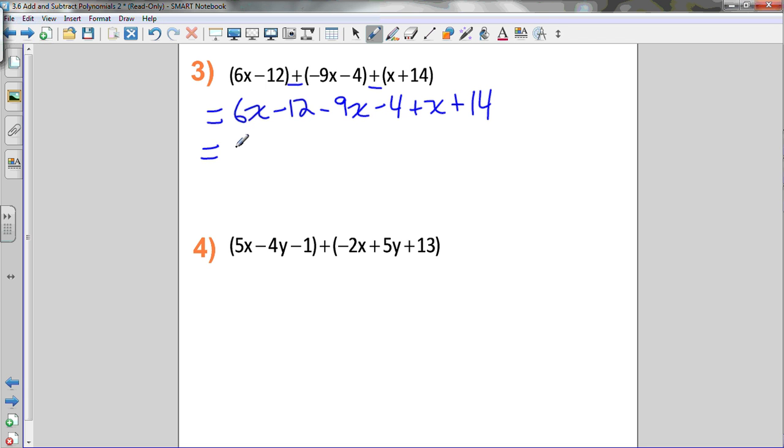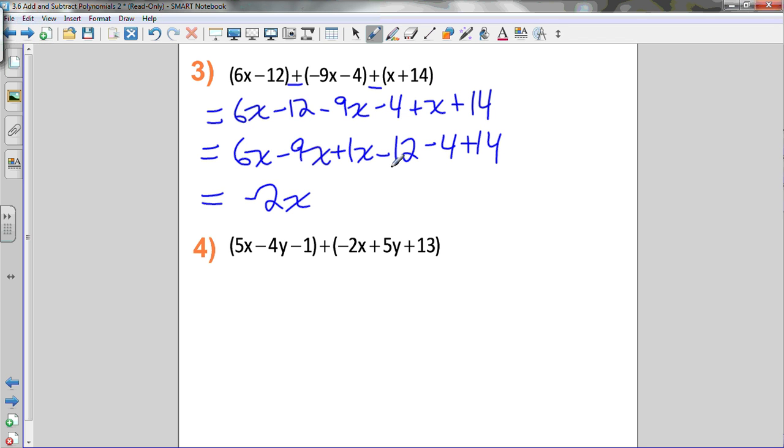Put my like terms into groups. So I have a 6x, a negative 9x, and a 1x right here. And then I'll group my constant terms together. Negative 12, negative 4, and 14. Now I'm going to simplify this by collecting my like terms. 6x minus 9x is negative 3x. And then add 1x to that, I'm now at negative 2x.